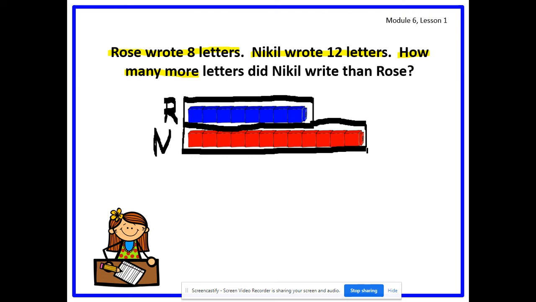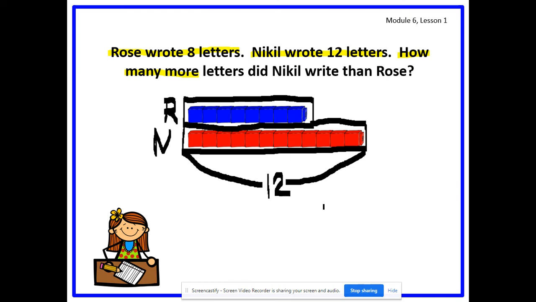Very good. So for Nickel, since he's the one who wrote more, we're going to write our total down here since it doesn't fit at the top. This is our whole number. Make sure on your paper you do this. Go ahead and press pause and press play when you have this done. Awesome. So this is what you should have on your paper.